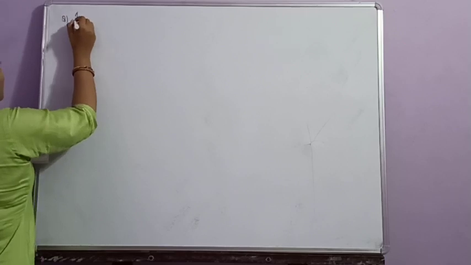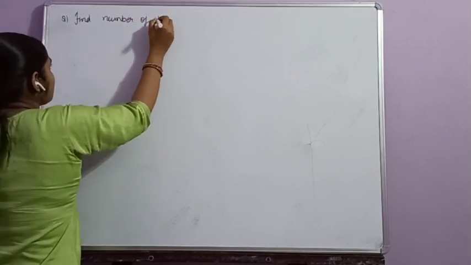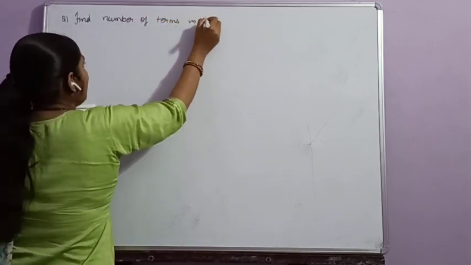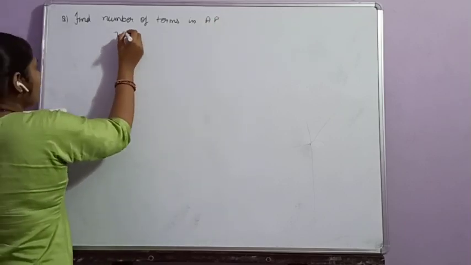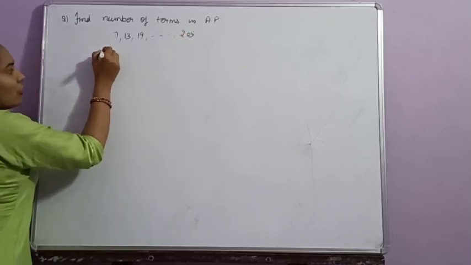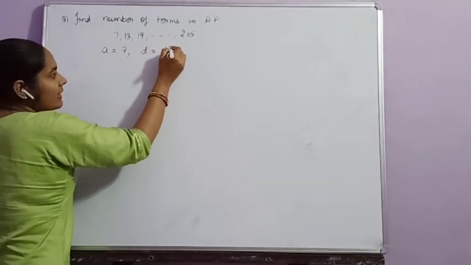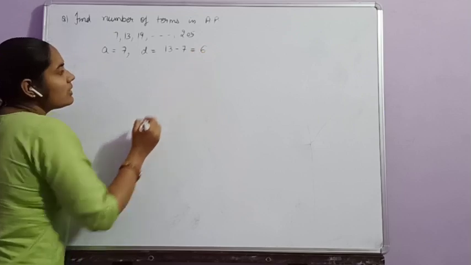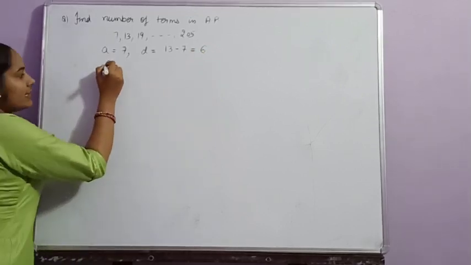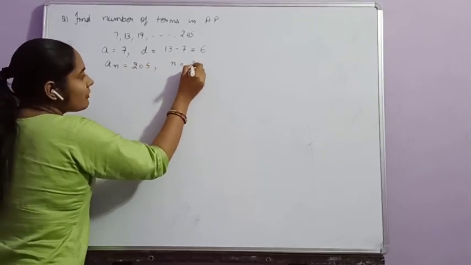Find number of terms in AP. AP is given to us and we have to find number of terms. The AP series is 7, 13, 19 up to 205. Here value of A is 7. And D can be calculated as A2 minus A1, that is 13 minus 7, that is equal to 6. And last term, that is nth term, An is equal to 205. We have to find out value of n.